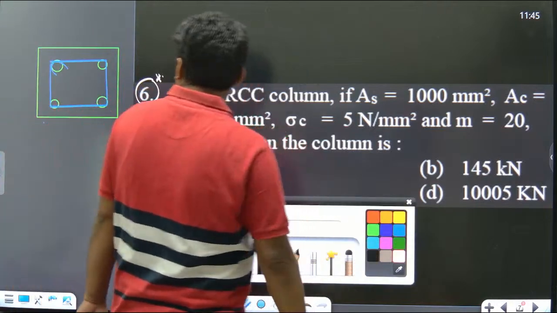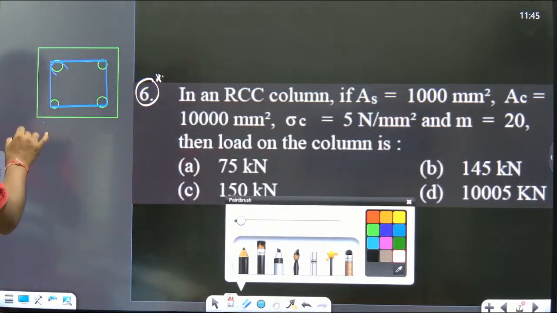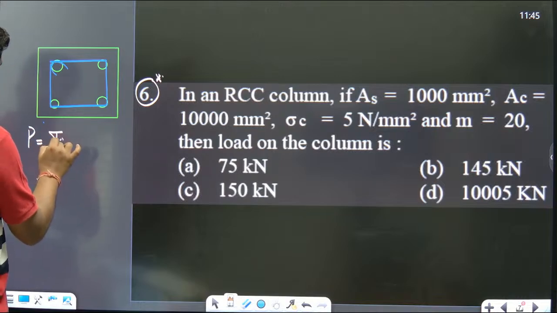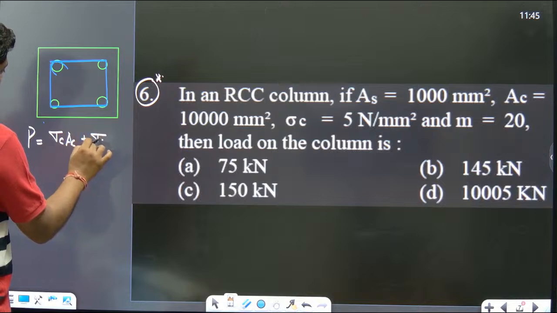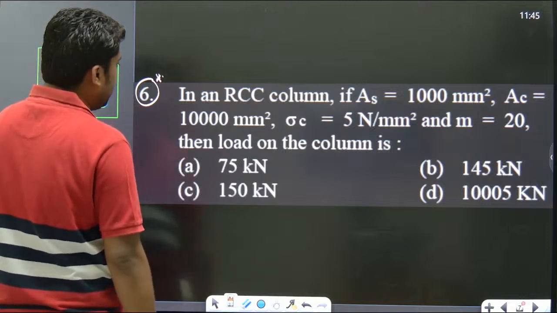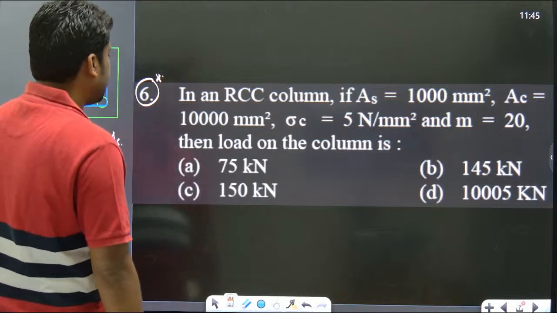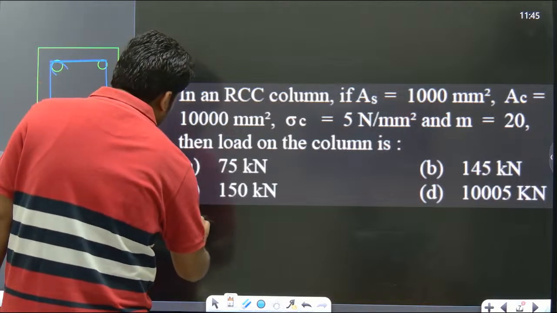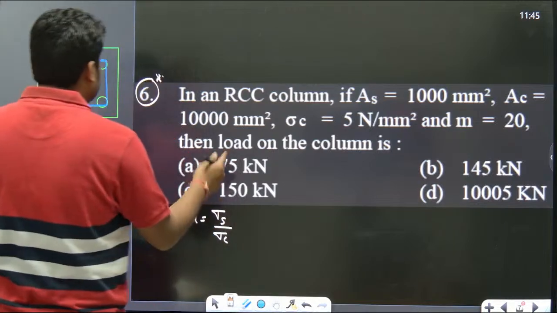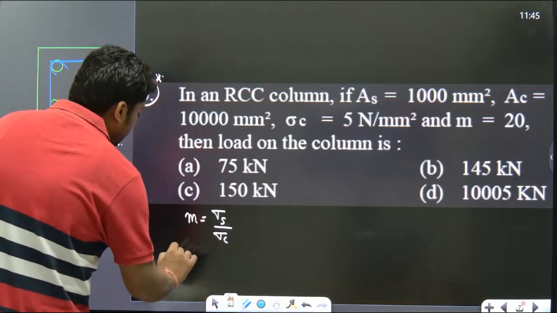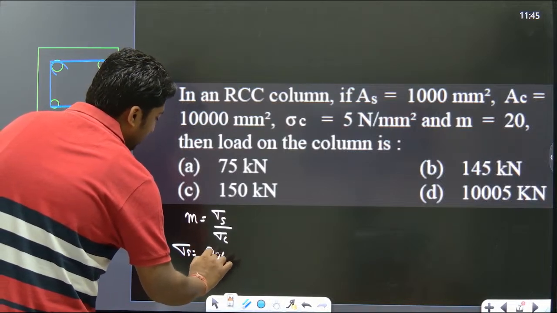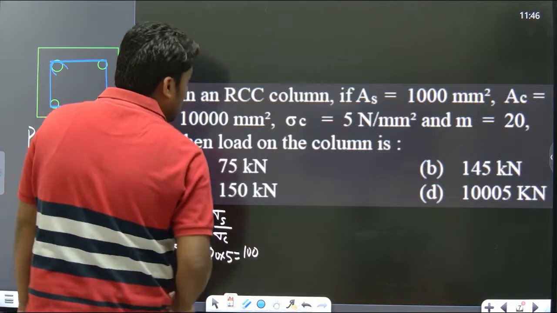Now this cross section will take the load P equals stress in the concrete into area of concrete plus stress in the steel into area of steel. Yes or no? Area of steel is given as 1000 mm square, area of concrete is 10,000 mm square, and stress in the concrete is given. M is the modular ratio, defined as the stress in the steel to the stress in the concrete. This is a question of WSM. So how do you get the stress in the steel? Stress in the steel is M times sigma_cbc. M is 20, so 20 into 5 is 100 Newton per mm square.